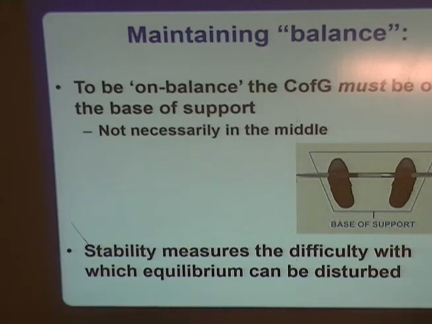So this is a good example here. Let's say they're going to do a squat or pull. To be on balance, your center of gravity has to be over the base of support. It does not have to be in the middle of the base of support. That's the most on balance you can be, but I'm not off balance. I don't fall until my center of gravity moves outside my base of support.